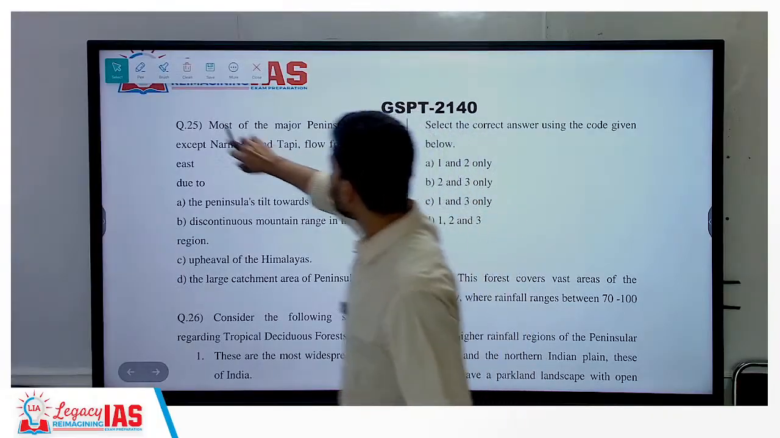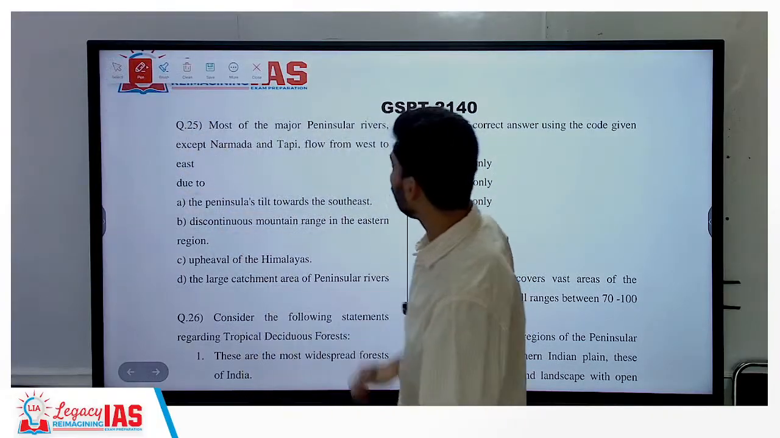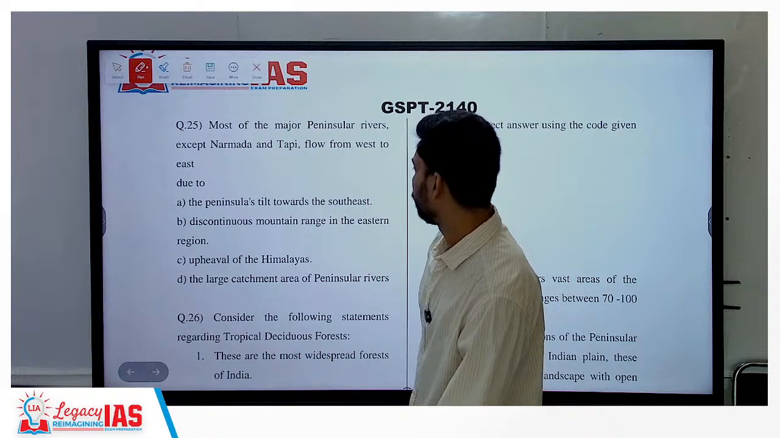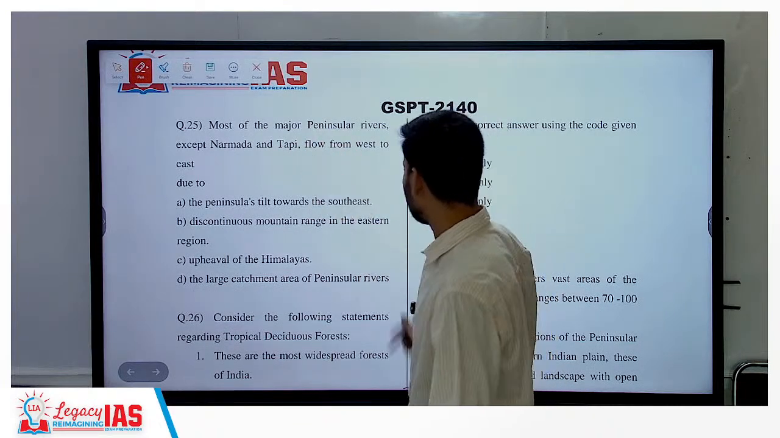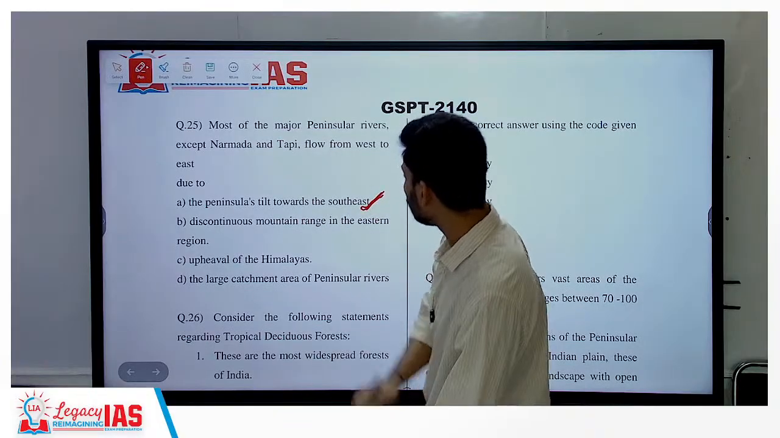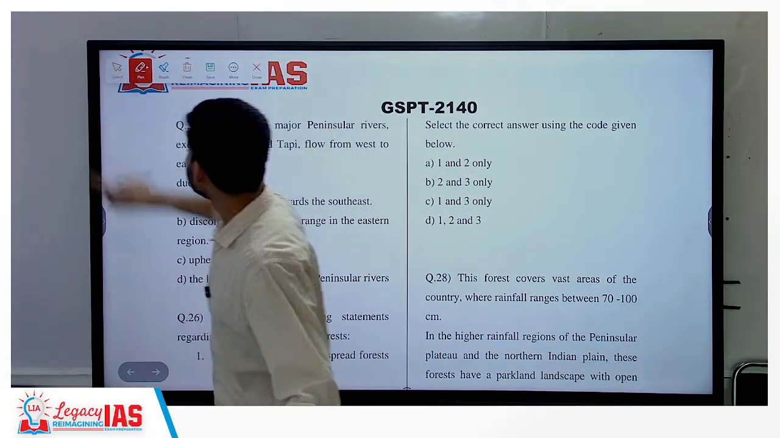Most of the major peninsular rivers except Narmada and Tapi flow from west to east due to peninsula's tilt from northwest to southeast. So what is the correct option? A. Northwest to southeast tilt you have in peninsular plateau.